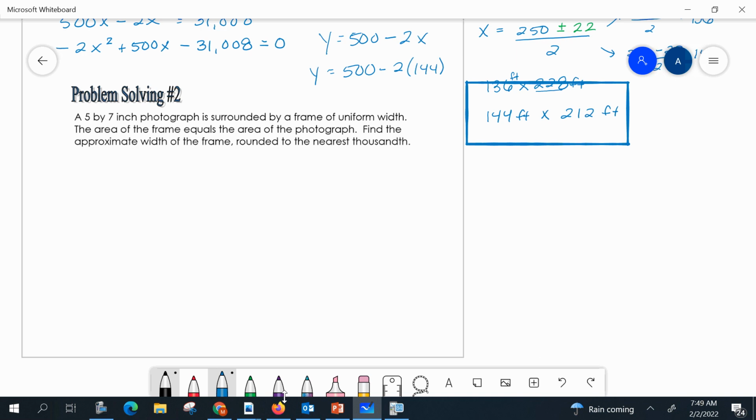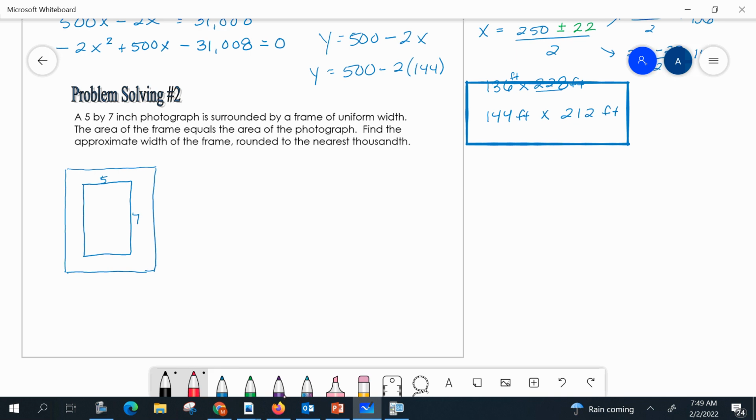A 5 by 7 inch photograph is surrounded by a frame of uniform width. The area of the frame equals the area of the photograph. So the first thing I'm going to do again is start by making a picture. I'm not going to just read this and know how to set up the equation. So this is the frame, okay? And then we know that the picture is 5 by 7. So inside this frame, which is supposed to be the same distance all the way around, this picture is a 5 by 7 picture.